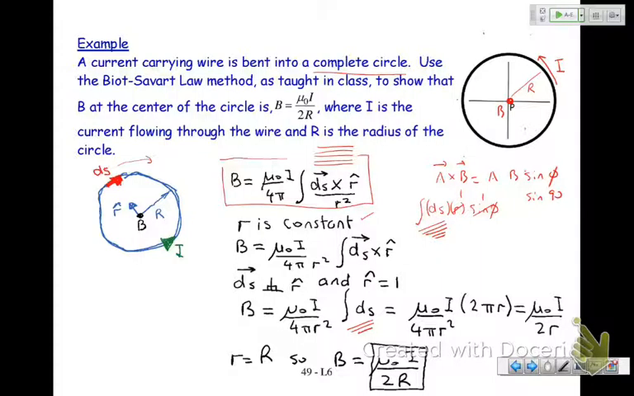So I have my mu naught I, I have my 4 pi r squared. R squared got taken out because it's a constant. And then I have my integral ds is 2 pi r because it's the circumference. Okay. So that pi cancels with that pi, that r cancels with one of those, that cancels with that. I end up with mu naught I over 2r. Okay. In this case, my radius is equal to big R, so r is equal to big R. So B is equal to mu naught I over 2 big R. And isn't that what it asked me to prove?